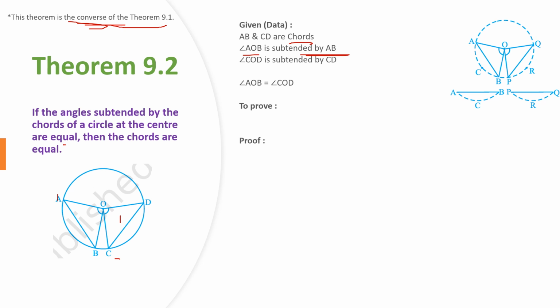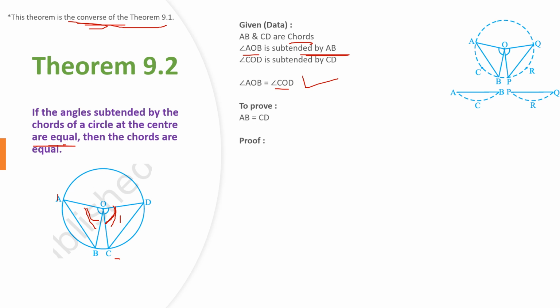What is one more thing given in the theorem? The subtended angles are equal. It means this angle is equal to this angle. So I'm writing it: angle AOB is equal to angle COD. Clear. This is given. Then let's understand what we need to prove.